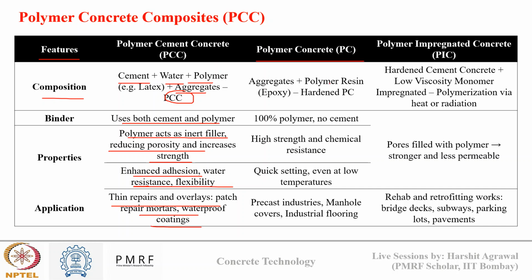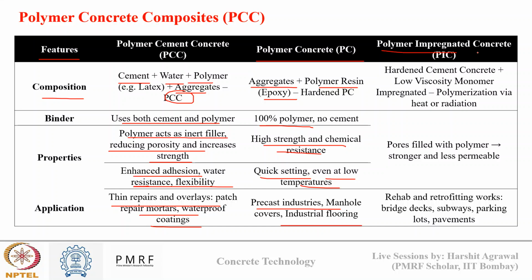While polymer concrete is made of aggregates plus polymer resin. So there is no cement here. There is 100% polymer binder only, and it helps in achieving high strength and chemical resistance. It has quick setting ability even at low temperature, and it is mainly used in the precast industry and industrial flooring.